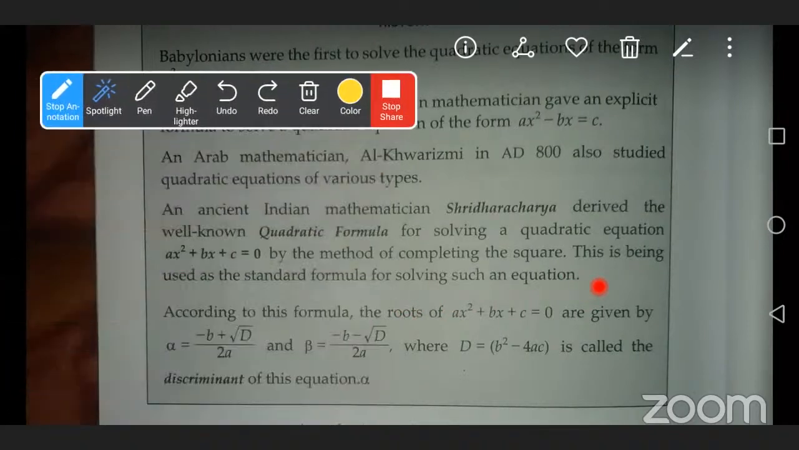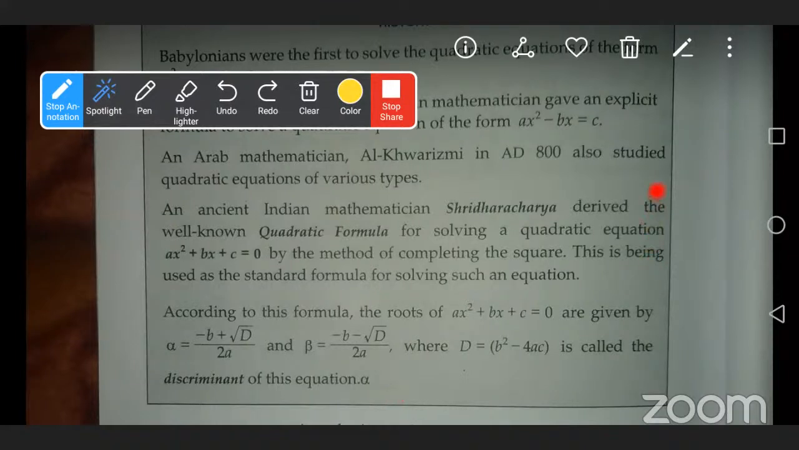According to this formula, what does it give? The roots of ax square plus bx plus c equals to 0 are given by alpha equals to minus b plus under root d upon 2a, and beta equals to minus b minus under root d upon 2a, where d means b square minus 4ac, which is called the discriminant of this equation.